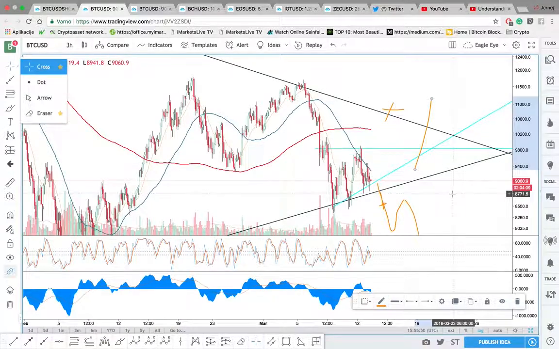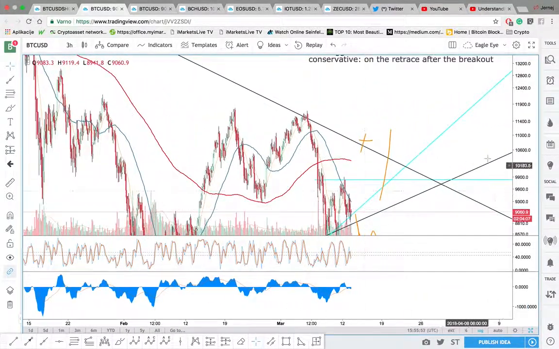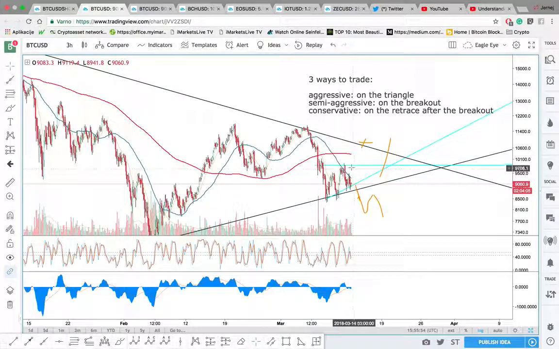The more aggressive you are, the bigger the risk to reward, right? Because you will be in early, but there's a smaller chance of succeeding because you don't have a confirmation yet. So with more aggressive, you're going to be stopped out more often, but you're going to get a bigger reward. Semi-aggressive is in the middle, and with conservative, you're going to be in the right direction, so you're going to be right most of the time, but the reward is going to be smaller.